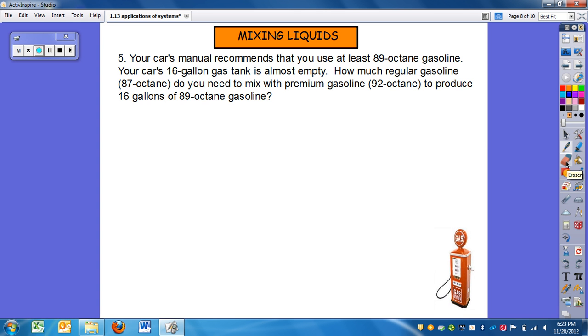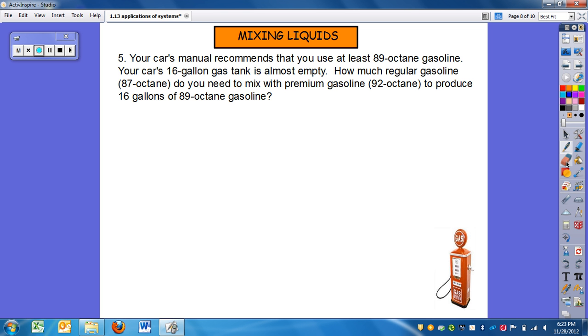All right, so we are on the last type of problem, which is your mixing liquids. This is the tougher of the 3 when we're solving systems because it has a little trick, but it also compares a lot to the first 2 problems that we did, where we're trying to find how many of each type, because what we're doing is trying to find how much of each liquid would make the desired combination that we want. So number 5: the car manual recommends that you use at least 89% octane gas.